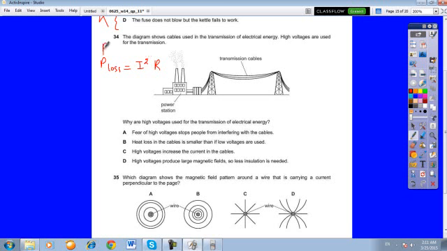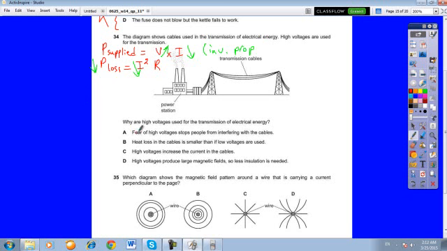We know that P supplied is equal to V multiplied by I. P supplied is constant. So in order to reduce the power loss, we need to reduce the current. Reducing the current will be done by increasing the voltage, since they are inversely proportional. V and I are inversely proportional since their product is constant. So increasing the voltage will reduce the current, and so the power loss will be less.